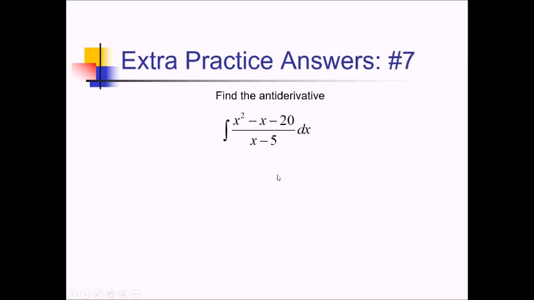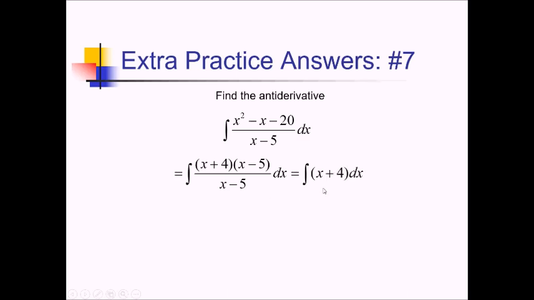For this expression, to take the antiderivative, I first need to simplify this. So I can factor the numerator. Things that multiply to negative 20 and add up to negative 1, that would be x plus 4 and x minus 5. Conveniently, those x minus 5s are going to cancel. So we really have the antiderivative of x plus 4 dx.